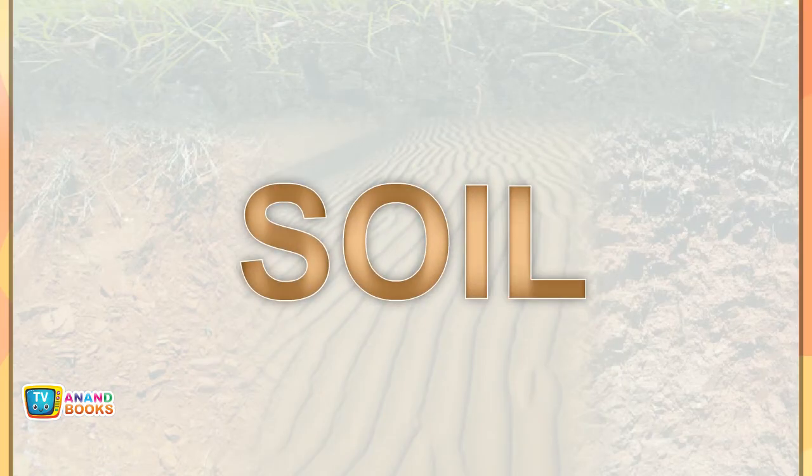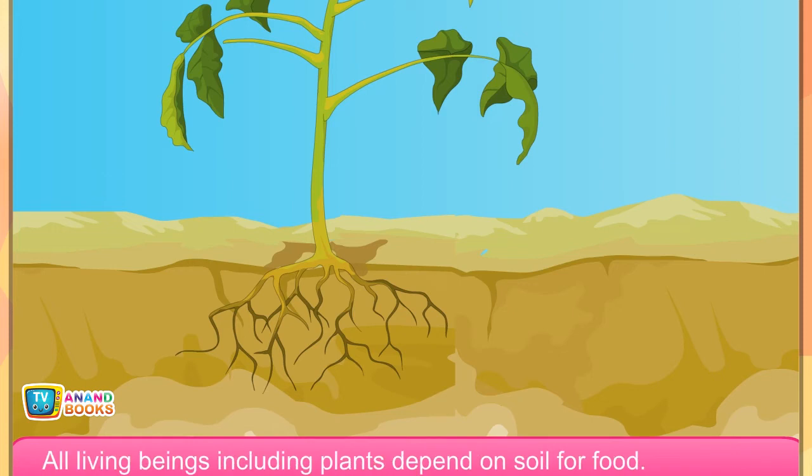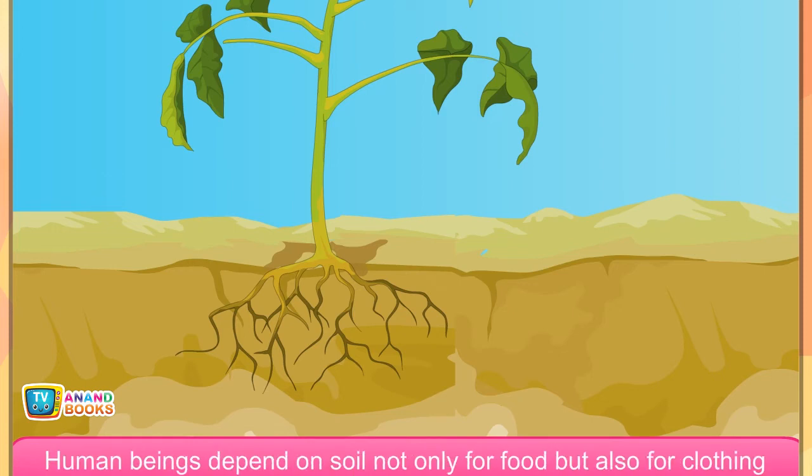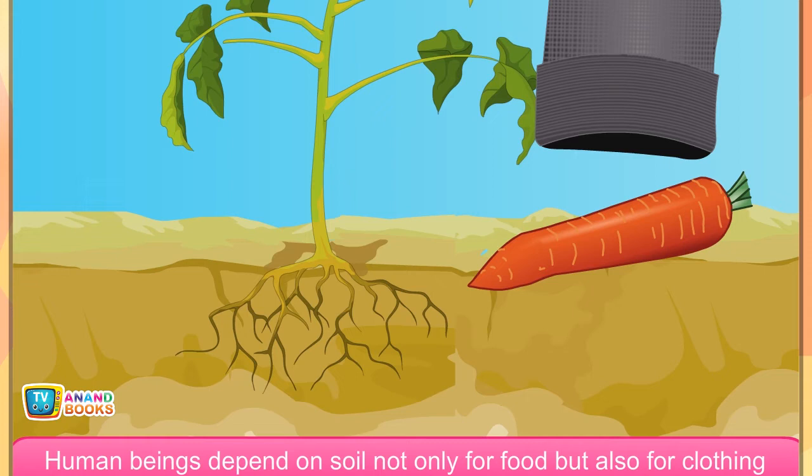Chapter 8. Soil. Introduction. Soil is very important for the sustenance of life on the earth. All living beings, including plants, depend on soil for food. Human beings depend on soil not only for food, but also for clothing and shelter. Let us know more about soil.